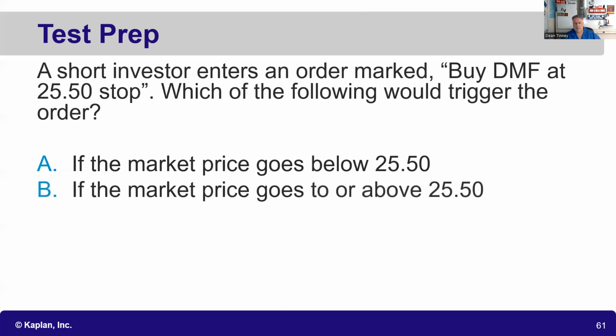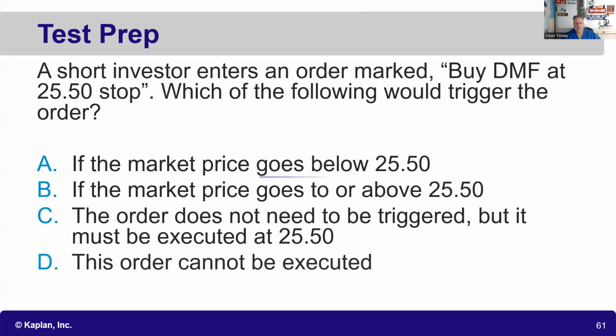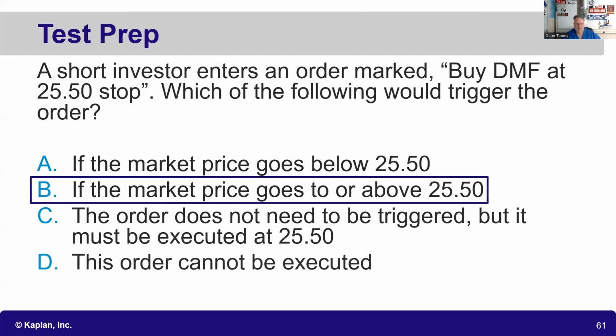The market goes to or above. Yeah, remember, at or through, it becomes a live order. B looks pretty good. The order does not need to be triggered. Yes, it does. It doesn't become live unless it's triggered. The order cannot be executed. No, it's a market price goes to or above 25.50, pull the trigger, and I buy the stock.